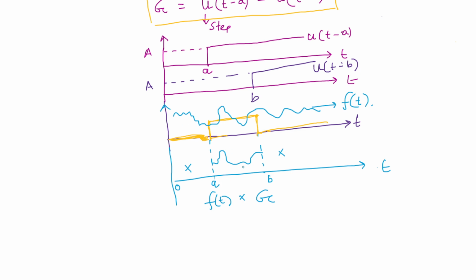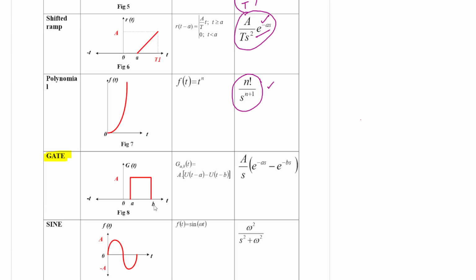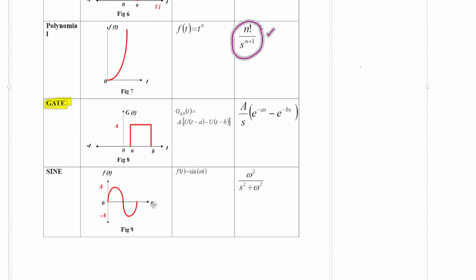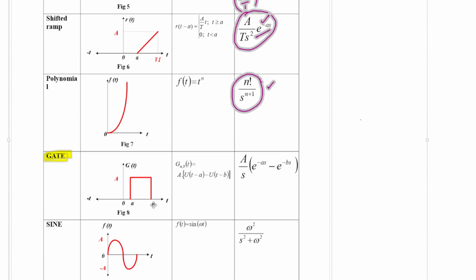So that is the property of the gate function, very important. If we multiply any arbitrary signal with the gate function, we shall get that function existing only within this limit. Okay, so that is the property of the gate function.